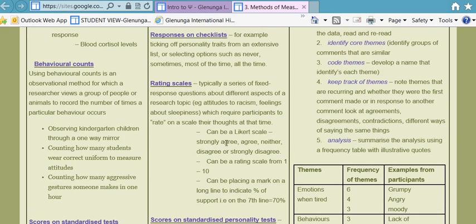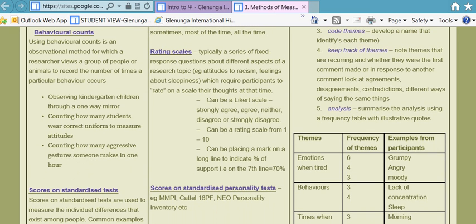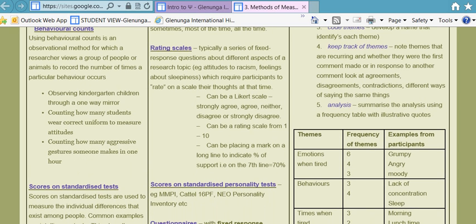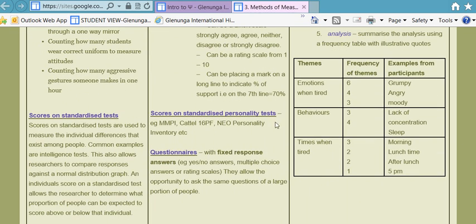Okay, and rating scales. Do you strongly agree, disagree, neither agree nor disagree? Or you can say on a line from 5 to 10, where are you? Attitudes to racism, to abortion, to adopted children, to asylum seekers. And of course scores on standardized personality tests, because they are subjective, because you say what you feel at that time. Another time you can do something different. And questionnaires with fixed responses, a yes or no.